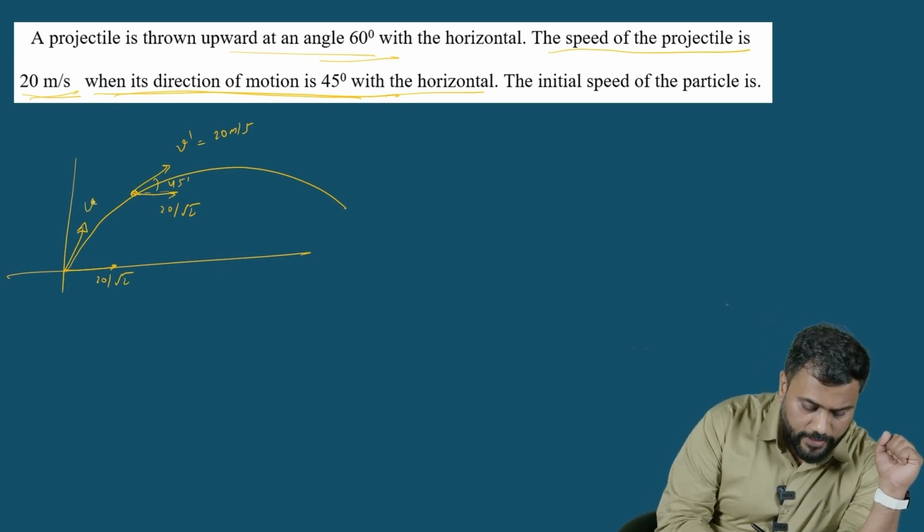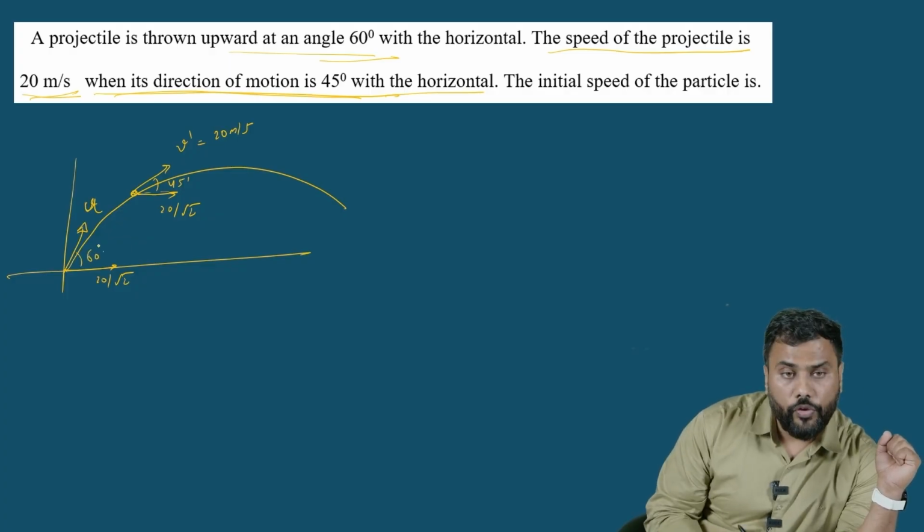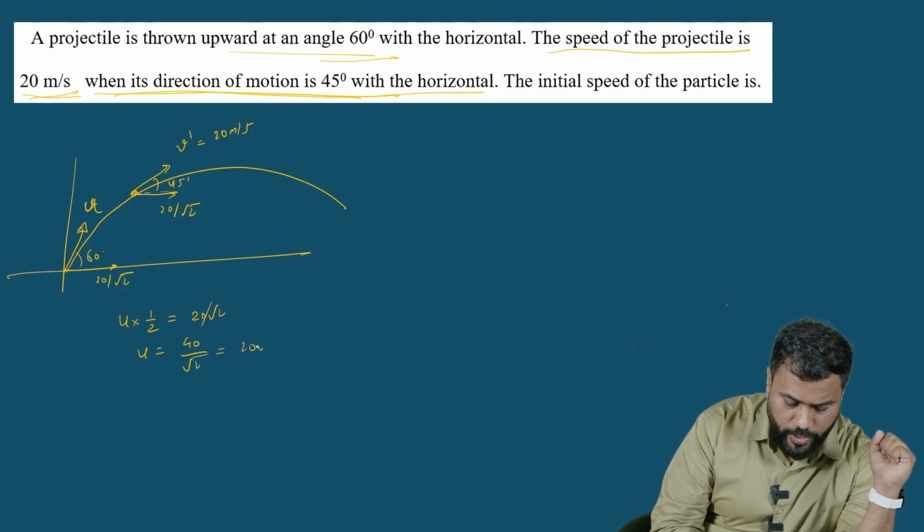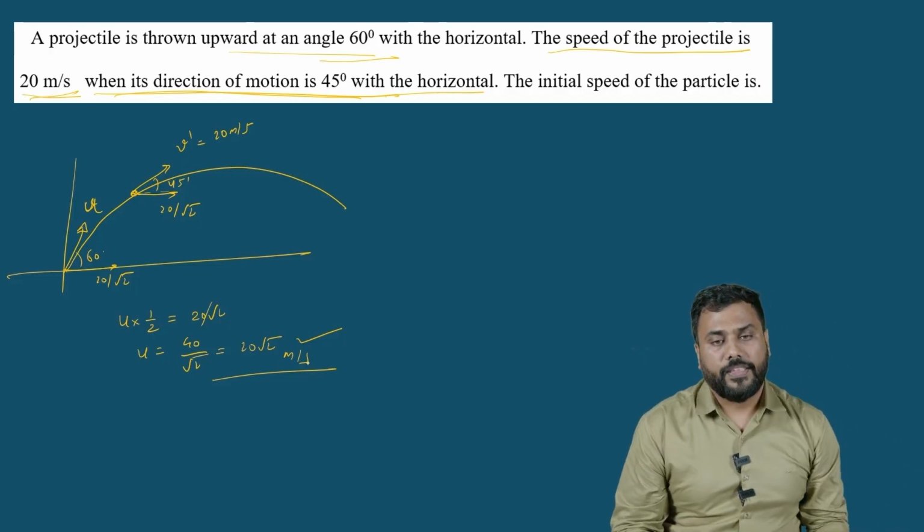Initial velocity, let's say it is u, and this angle was already known to you, 60 degrees. So u cos 60, that is u into 1 by 2, equals 20 by root 2. Let's solve this. So u has to be 40 by root 2, or 20 root 2. So the answer of this question should be 20 root 2 meter per second.